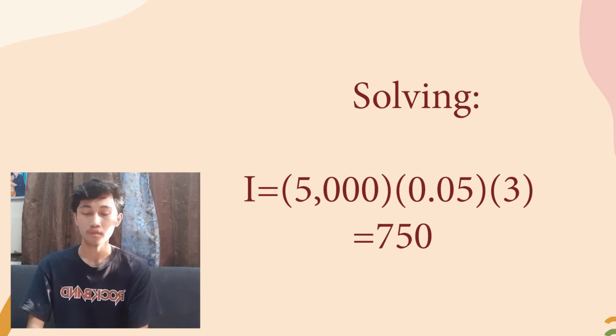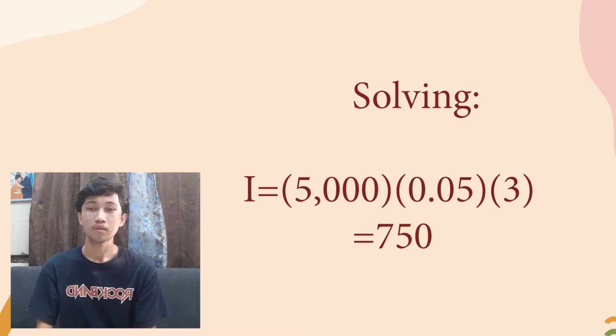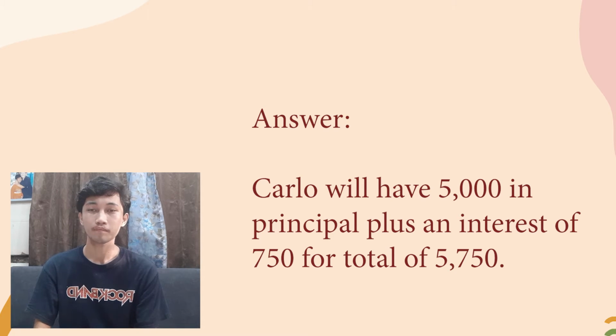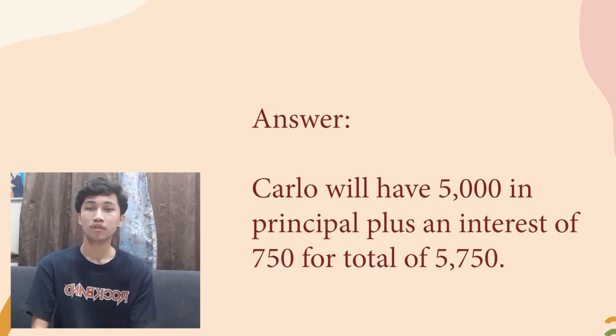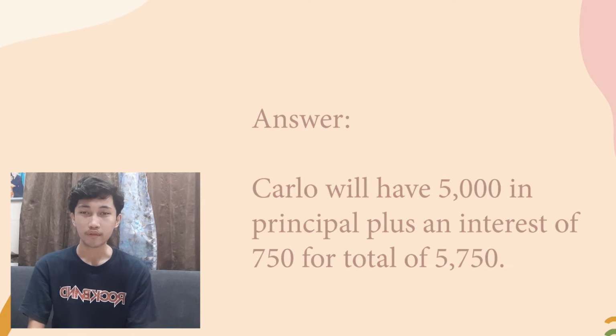So we have interest equals 5,000 pesos times 0.05 times 3 which is equals to 750 pesos. So the answer for this problem is Carlo will have 5,000 pesos in principal plus an interest of 750 pesos with a total of 5,750 pesos.